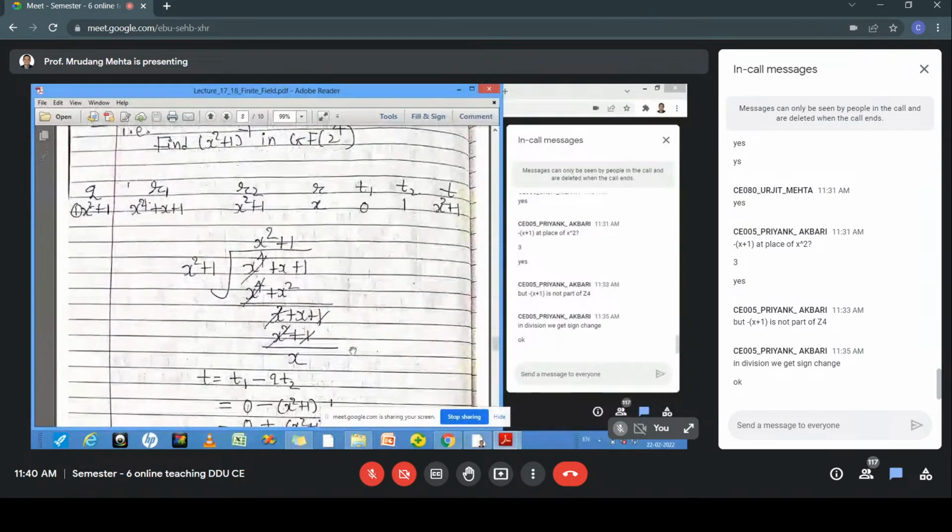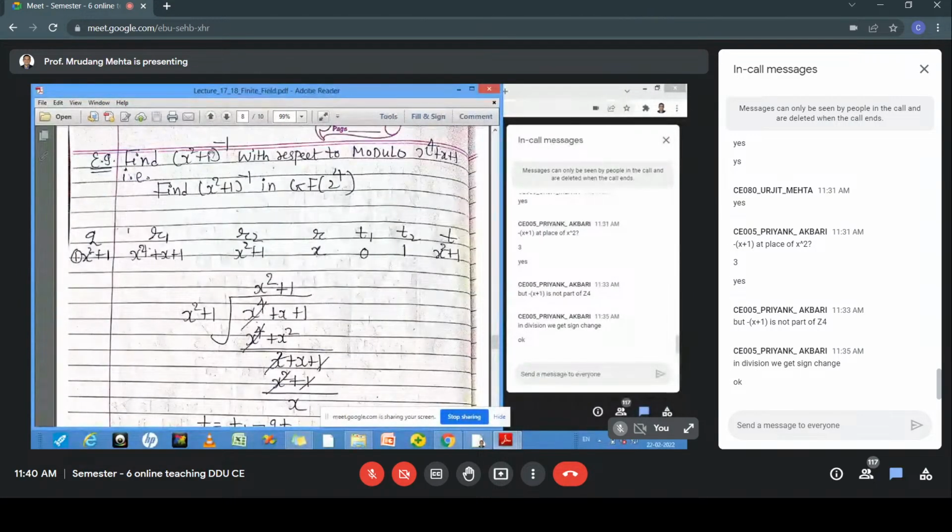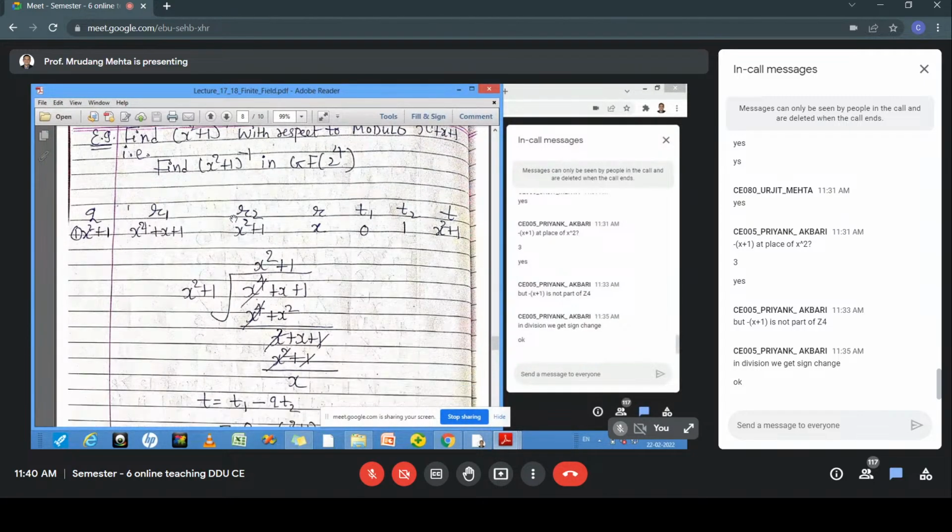And if we see here, we have to find the inverse of x square plus 1. So we will use the same method as we applied in modulo arithmetic. In modulo arithmetic, we applied the concept of the Euclidean algorithm, the extended Euclidean algorithm. So the same algorithm we will use here.